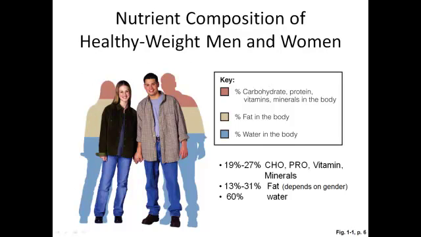Here you see the nutrient composition of a healthy weight man and a healthy weight woman. Pay attention that all 6 nutrients are accounted for in these percentages. 19 to 27% of body weight comes from carbohydrate, protein, vitamins, and minerals.